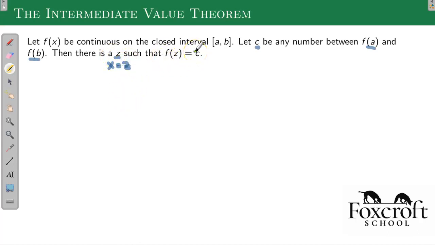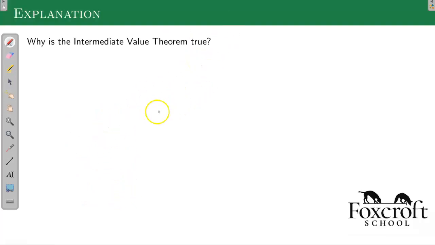We'll look at a picture in a second. But pretty much, if I have f of a down here, and f of b up here, I have to hit everything in the middle. So pick any c in here, I have to hit that c at some point. But let's see why this is true.